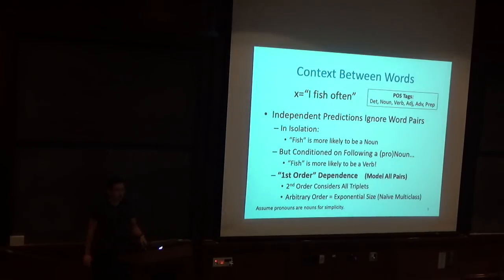This is known as a first-order dependence. A first-order dependence says I want to model all interactions between adjacent pairs of words. In a zeroth-order model, which is what we saw in the previous example, we don't do that. We could also model second-order dependencies, which consider all adjacent triplets of words. And arbitrary order basically gets us back to the exponential model that we saw in the very beginning.